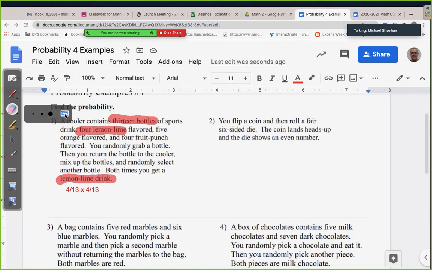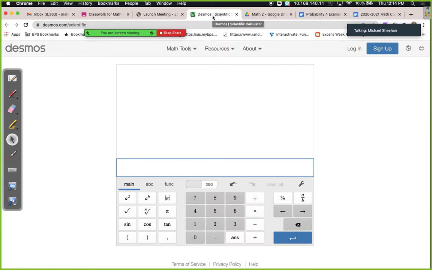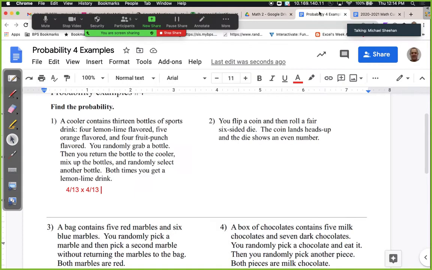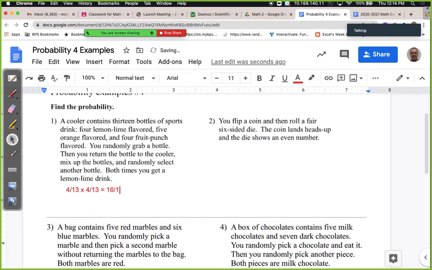All right? And I want to remind you, I gave you a link yesterday, and I included the link in today's classwork. If you'd like to use a calculator, go to the link, 4/13 times 4/13. And if you click over here on this little fraction button, it'll give you the answer as a fraction: 16 over 169. So if you want me to mark you right, I want to see how you got the answer and the answer. I want to see something times something and then the final answer. Okay?